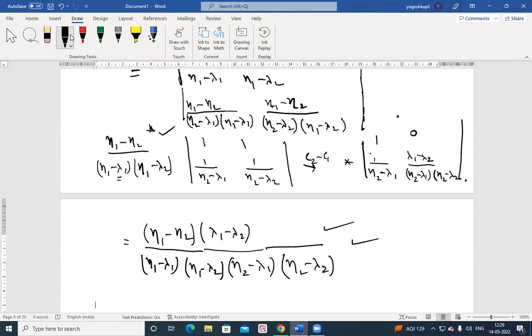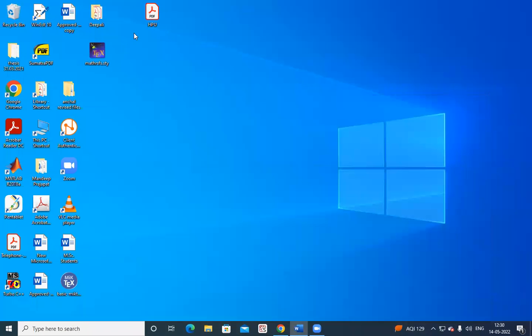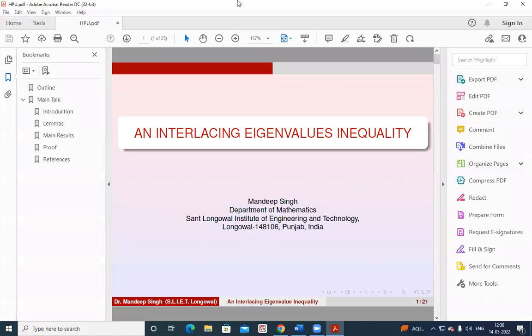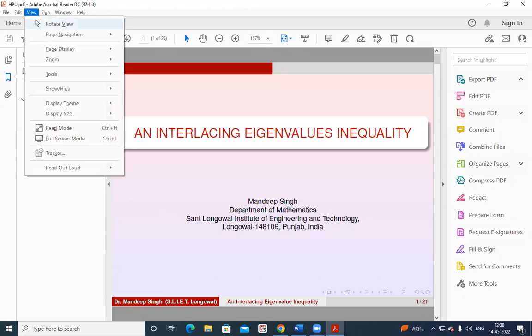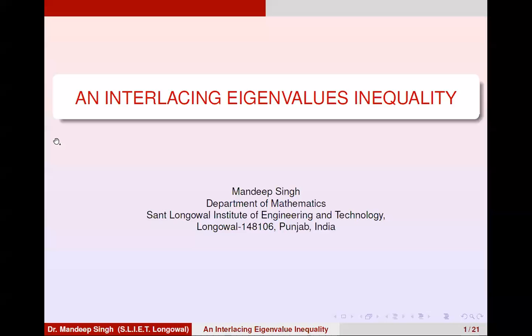Utilizing this part, I will now share my slides for the next problem. What is that? Just look into this. I share it now. View full screen. Is it visible? Yes, sir. Okay.